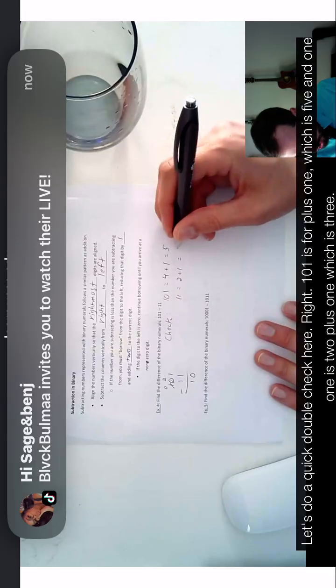Let's do a quick double check here. 101 is 4 plus 1, which is 5, and 11 is 2 plus 1, which is 3. And we can note that 5 minus 3 is 2, which in decimal is 10. By the way, let me make sure I'm very clear about my numeration systems here. So yes, we did get the answer that we would expect based on what we know about decimal numbers.